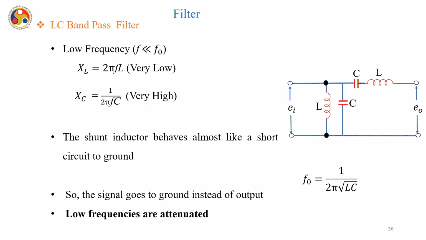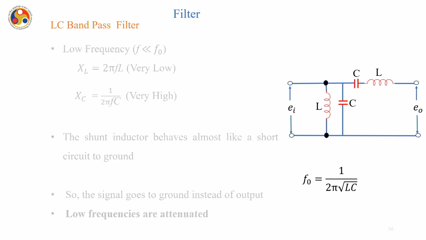You can see that you have an inductor and capacitor in parallel, and you have another configuration of inductance and capacitance in series. At low frequencies, when f is much less than f naught, XL is equal to 2 pi FL, as we have seen, and XC equals 1 by 2 pi FC. In this case, the shunt inductor behaves almost like a short circuit, and the signal goes to ground instead of output, so low frequencies are attenuated. Here f naught is given as 1 by 2 pi under root LC.